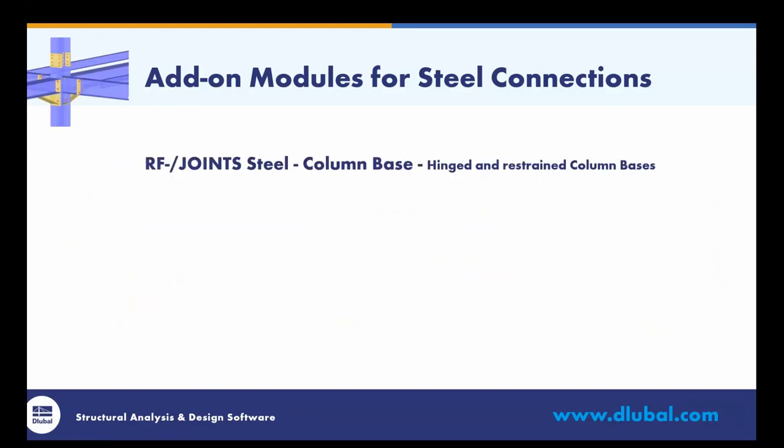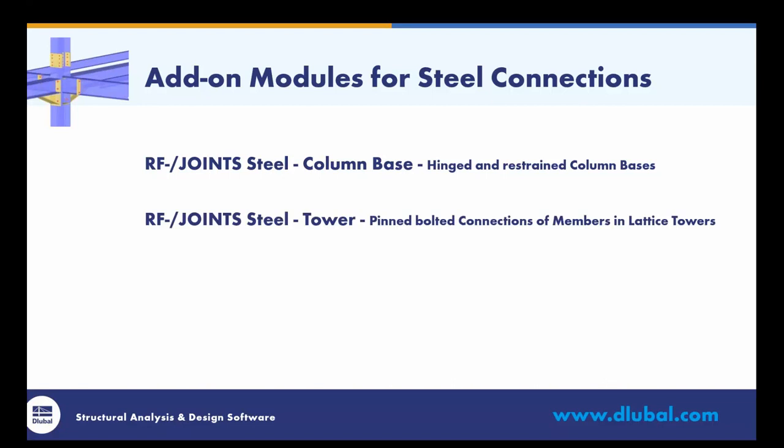There are a couple more modules for connection design. This is, for example, Joint Steel Column Base, which can do pinned and restrained column bases. Normally this will be a connection with a base plate with or without stiffening, and for the restrained columns we also have a bucket footing as an exception to the rule. Then we have Joint Steel Tower, which does a design for pinned bolted connections of members in lattice towers, and we can do a design of 2- and 3-dimensional joints and column splices in this module.